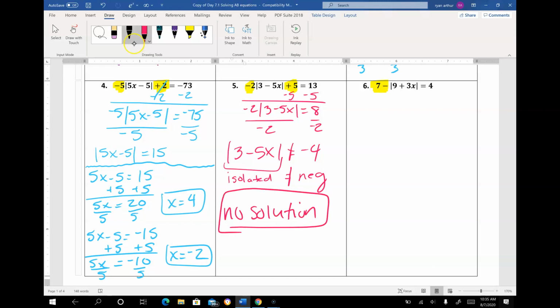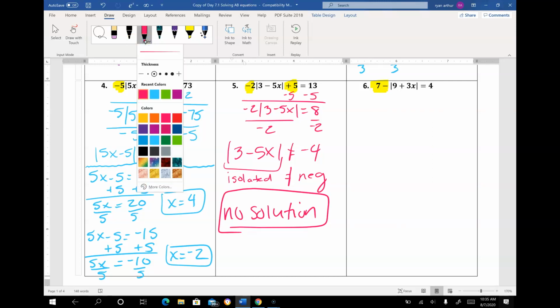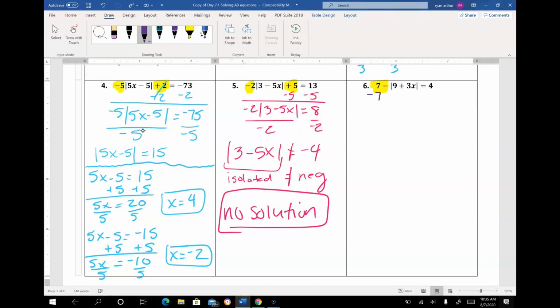All right, number 6 is also not isolated, okay? Now, this one's different. It's not multiplication. It's not saying 7 times. It's saying 7 minus. So that means to get rid of that 7, I'm going to have to do addition or subtraction. Okay, so now that's a +7. So to get rid of a +7, I'm going to have to subtract 7 from both sides.